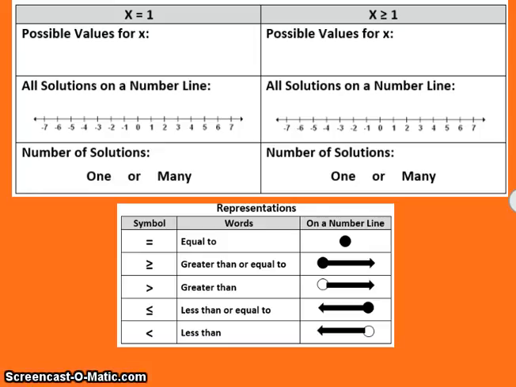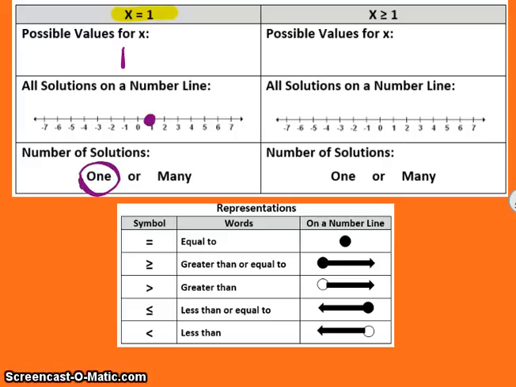So it says x is equal to 1. That's what it tells me right here. X is equal to 1. Well, the possible values for x, if it's equal to, it can only be 1. And all solutions on a number line, well, if x is equal to 1, it can only be 1. It's not a greater than or equal to sign, so it can only be equal to 1. So how many solutions do I have? Well, I only have one of them because there's only a dot on my number line. I did not shade left or right.